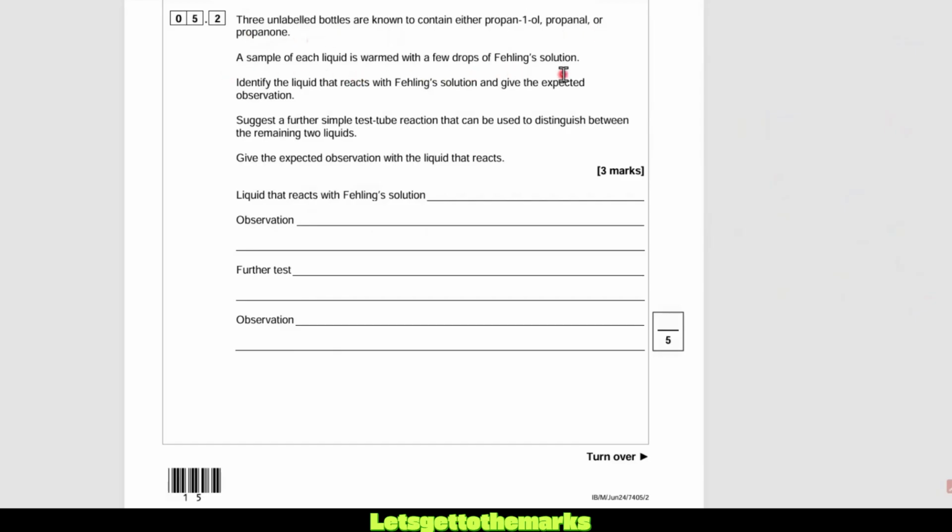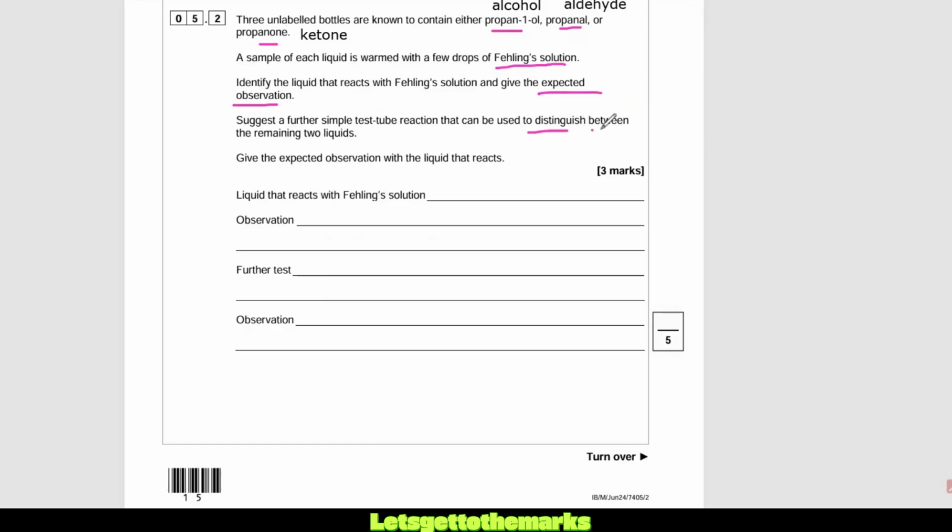Right, 5.2, 3 unlabeled bottles of either propan-1-ol, propanal or propanone. A sample of each liquid is warmed with a few drops of Fehling's. Identify the liquid that reacts with the Fehling's and give the expected observation. Suggest a further simple test tube reaction that can be used to distinguish between the remaining two liquids. Give the expected observation with the liquid that reacts. And that's worth 3 marks. Pause the video, have a go. I've given you a clue.